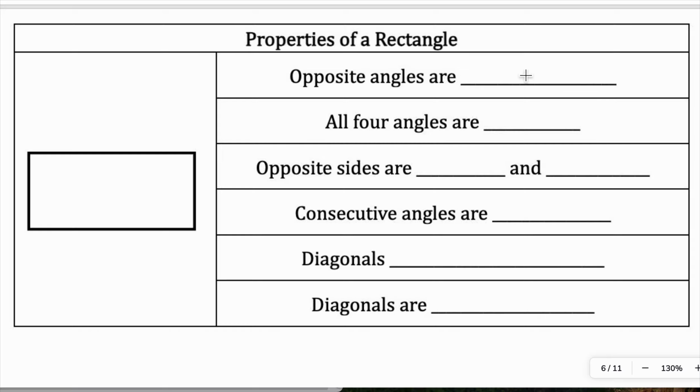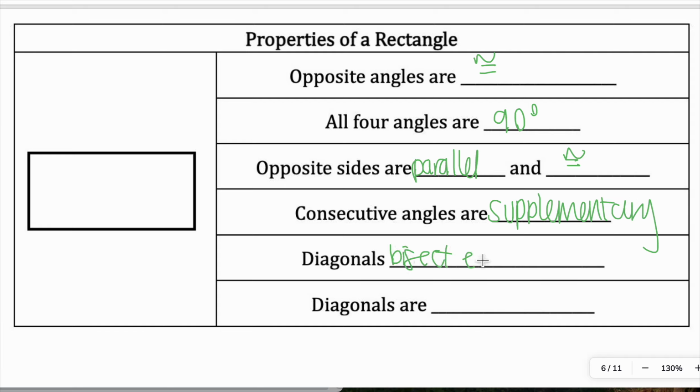Properties of a rectangle: your opposite angles are going to be congruent. All 4 angles are 90 degrees. Opposite sides are going to be parallel and congruent. And then consecutive angles are going to still be supplementary. Your diagonals will bisect each other. So up until this point, these are all the properties of a parallelogram. The new thing we're going to talk about today is diagonals will need to be congruent, okay?